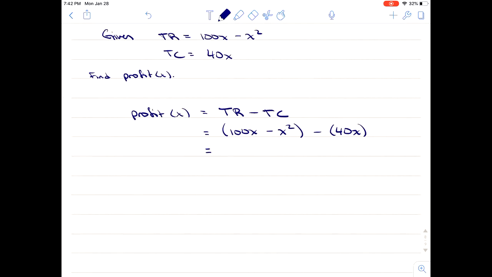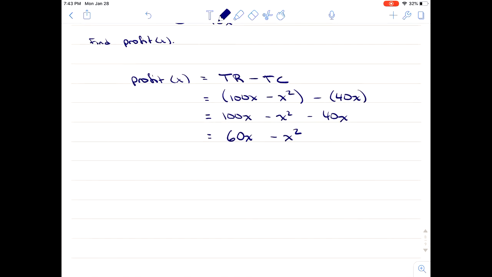So here, right, now we can collect like terms. We can simplify this a little bit. All right, so if I just get rid of the brackets, first of all, then I get 100x minus x squared minus 40x. I can collect these x's, right, and say that 100x minus 40x puts me at 60x. Oops, not 6, but 60x minus x squared. Right. So there's my profit function. Nice.